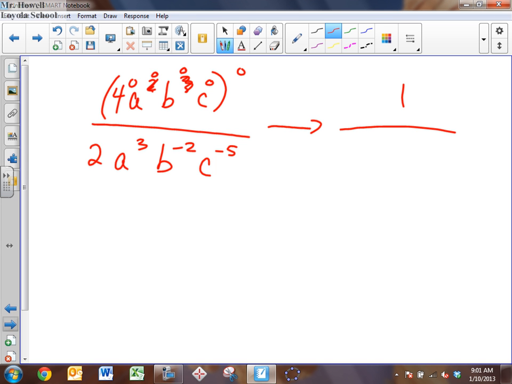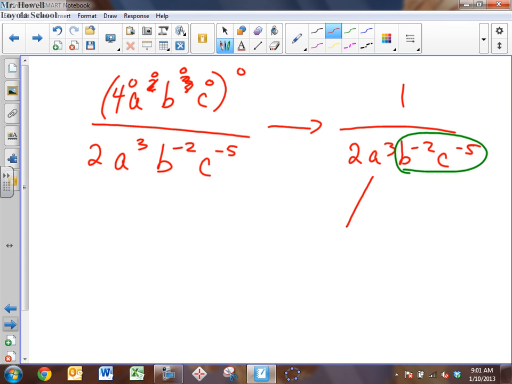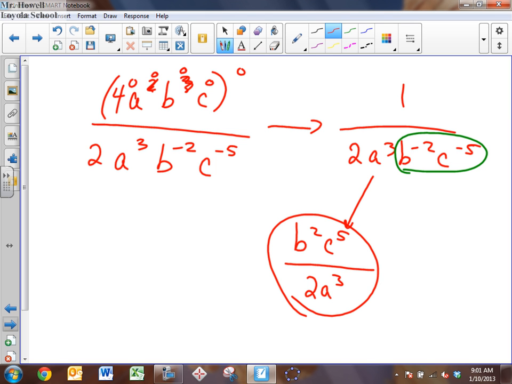Okay, Manny, what should I do next? Put b to the negative second and b to the negative fifth on top. Yeah, very good. So I'm going to move the other 2 up to the top now. So let's take the negative exponents, let's take these portions and move them up to the top. So what does it look like, Manny? It's going to mean b to the second times c to the fifth all over 2a to the third. And can I go any further? Is there anything else to do? No, there's nothing else. And that's it. Okay? So if you have an entire quantity to the 0, replace that entire quantity with 1.